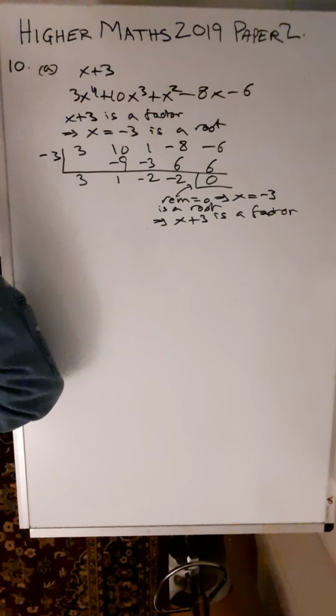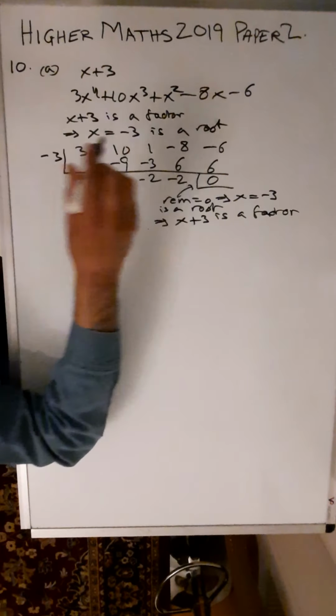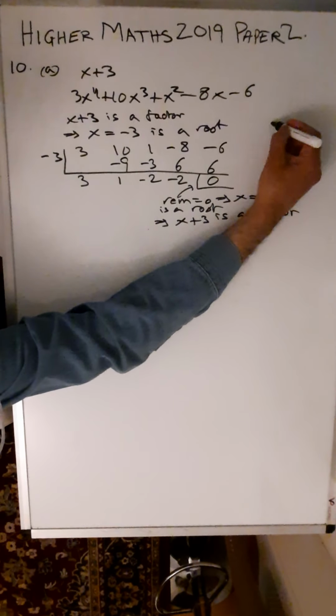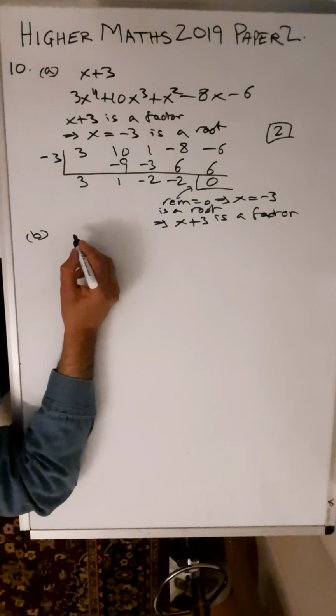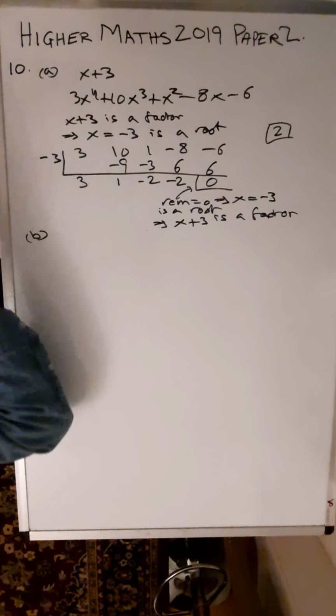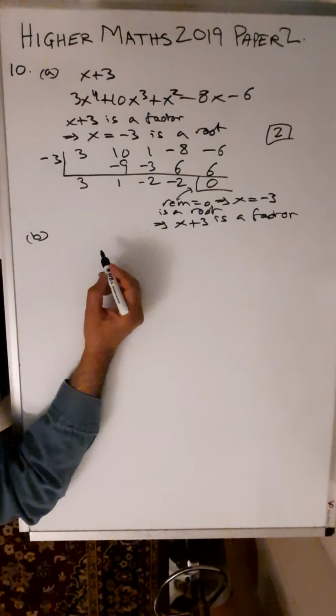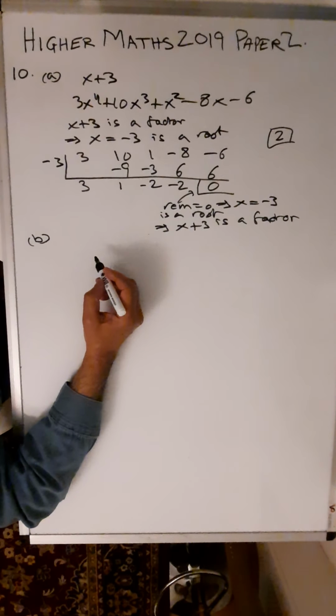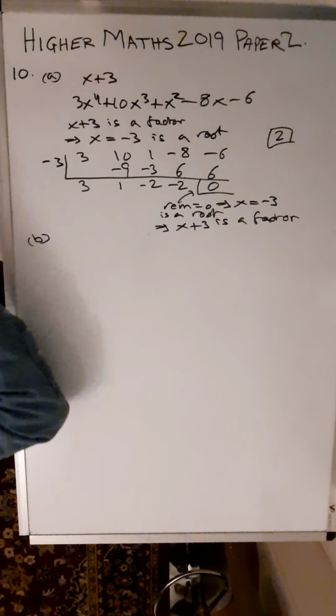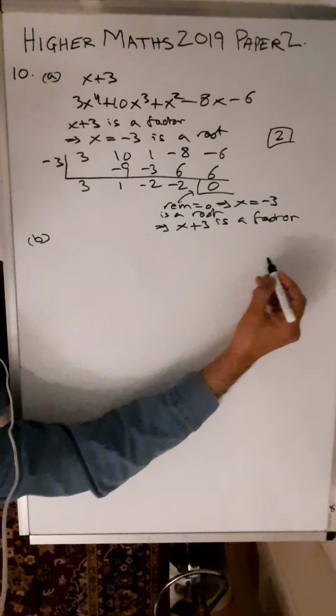This part A is for 2 marks. Then there's a part B. In B, you're being asked to hence or otherwise factorize 3x to the power of 4 plus 10x cubed plus x squared minus 8x minus 6 fully. And this is for 5 marks.